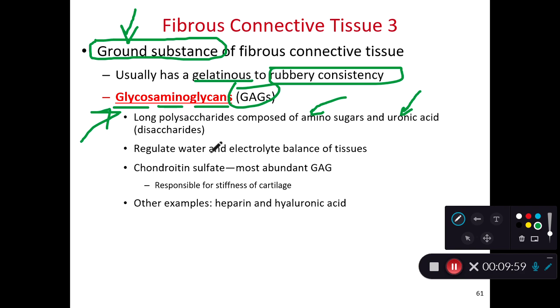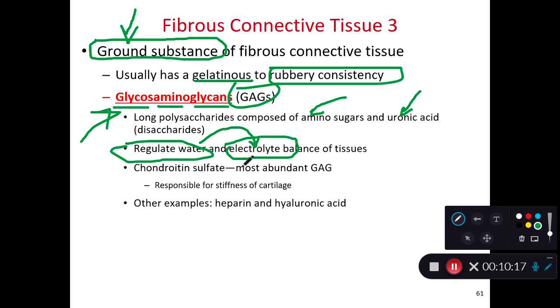So as we look at these glycosaminoglycans, they regulate water balance. And by regulating water balance, they will also automatically regulate electrolyte concentrations, because as you change the water content, you change the dissolved content concentration of those cells.